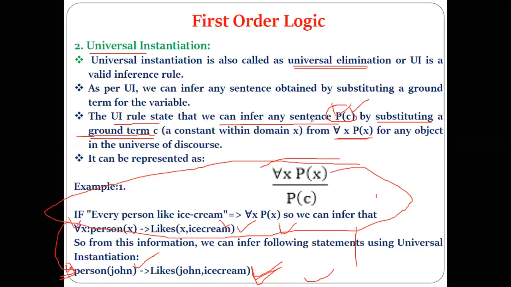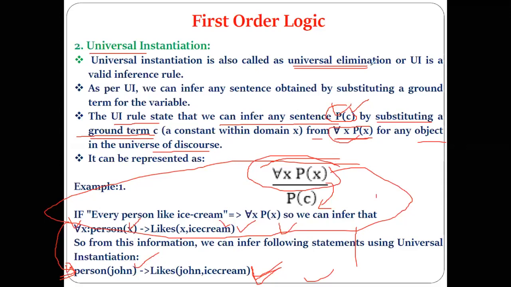Universal instantiation states that we can infer any sentence premises of C by substituting any ground term C. Any ground term C means it is not like the John you should write. You can write anything in the place of John, which will be replacing this X. Getting the point? Yes, sir. And here you can infer any sentence premise C by substituting a ground term C from all X of PX for any object in the universe of discourse. This part we have given, and from that we have inferred this part, by substituting here in the place of X the John. You can substitute any name that you want.